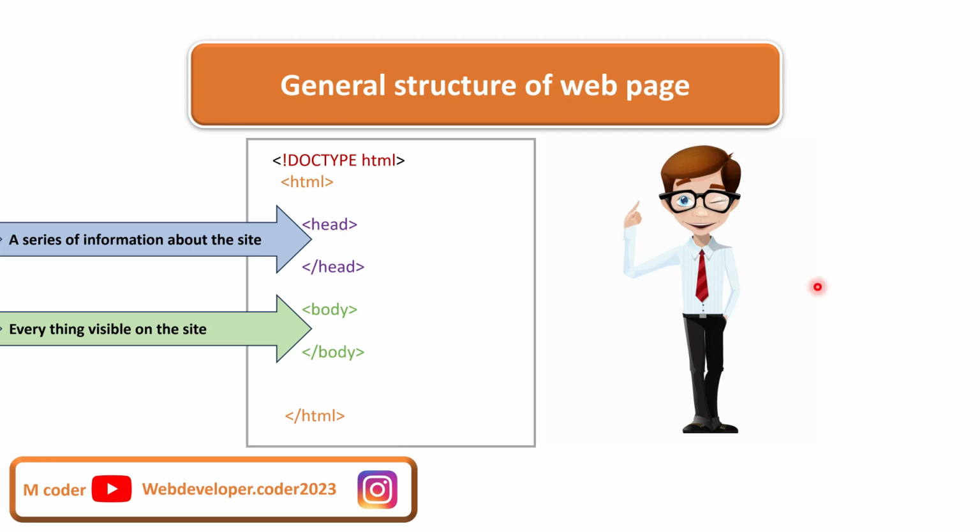There's a lot of information inside the human head, such as his name, his parents' names, what grade he is in, or what he is interested in, and so on. There's some information about the site, such as the site name and keywords of the site, which is placed in the head of the site, like a human head, which we will get to know later.